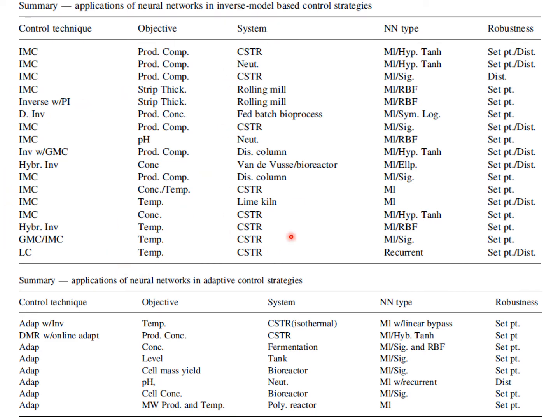Different objectives, different systems, different types of network, different robustness, set point, stable, regulatory, or servo regulatory, or sometimes just regulatory. It depends on what is being published in the paper by others. And adaptive control also, many types of control strategies being used for different objectives, different systems, and different types of environment. So extensive use of neural networks in systems. You can look back, and since 1999 there has been more application. You can imagine double or triple what has been shown here.